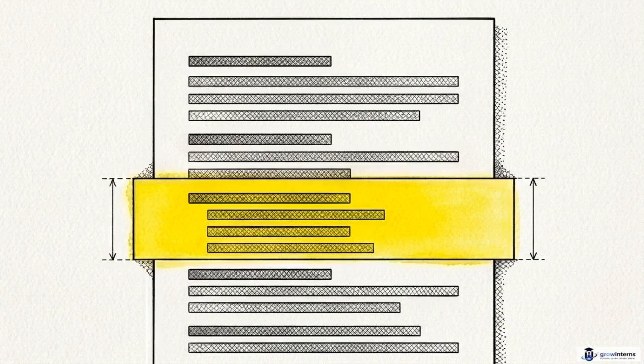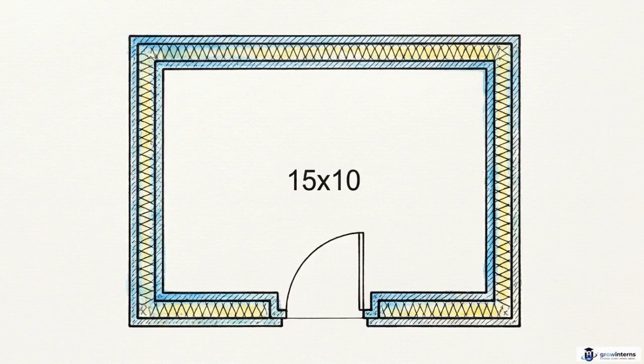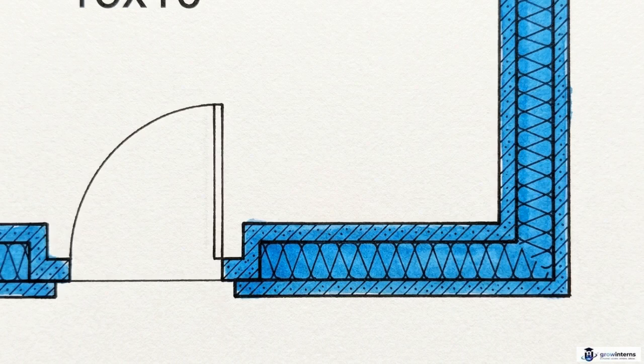Welcome to day 15. We're taking a break from practicing isolated commands today to build a complete 2D mini project. This is our target, a complete, accurately dimensioned 15 by 10 foot shed floor plan. We'll set up double-line structural walls, drop in a door, and add interior wall insulation hatching.